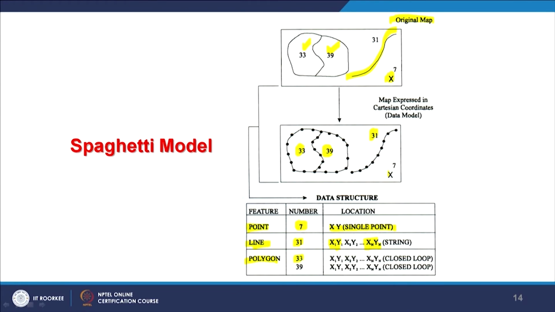Now, in order to store a polygon, all these points or strings of coordinates are stored. Similarly, for the other polygon, x1 y1 to xn yn are stored. And please note, closed loops or closed polylines. Now, in this model, the common boundaries between polygons are not stored. The outside polygon area is also not stored. So, the relationship between adjacent objects, features, is not stored in the spaghetti model.